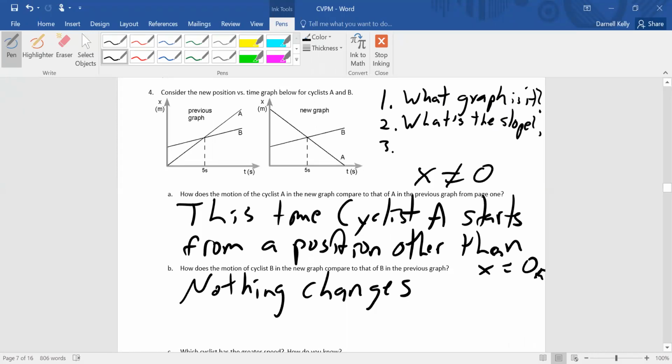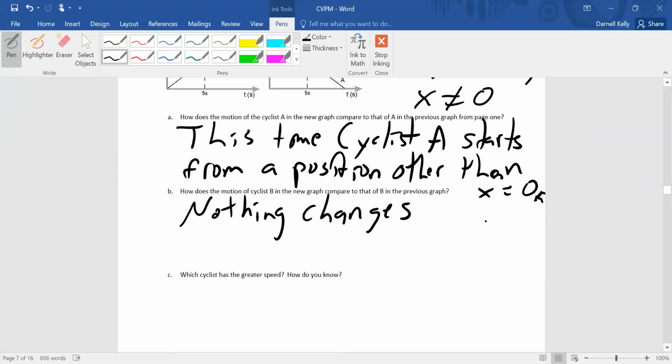In this case, slope equals velocity. Those three points you can put on your paper as notes. It doesn't have to be part of the homework assignment, but just keep that in mind. What graph is it? What is the slope? In this case, x versus t, the slope is the velocity. If it's v versus t, the slope is the acceleration. That's down the road.